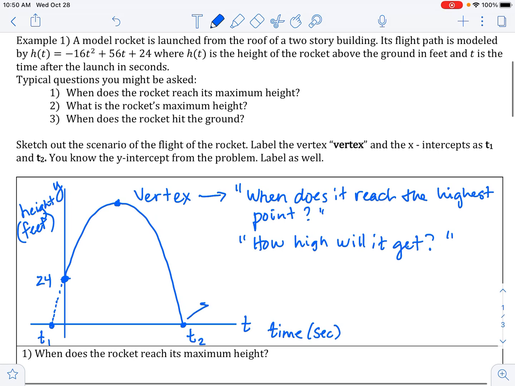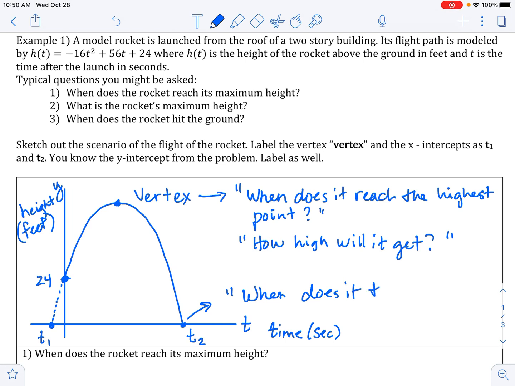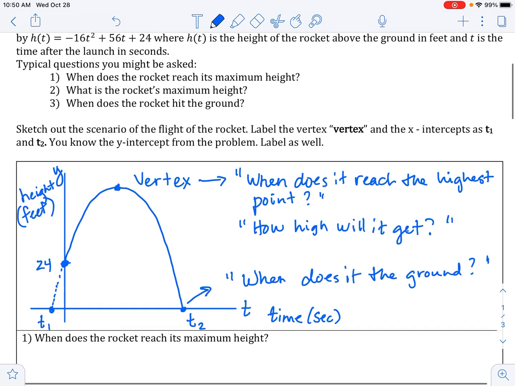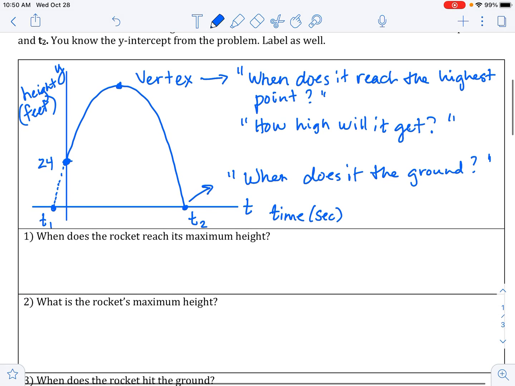This point down here answers that third question: when does the rocket hit the ground? When does it hit the ground? And this might be a ball that's thrown, it might be the water balloon that eventually hits the ground, or some other projectile that will go up and then come back down. All right, so that's our picture. Let's actually do the work to solve these.